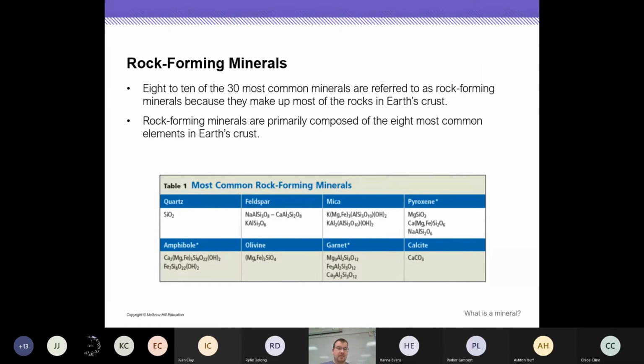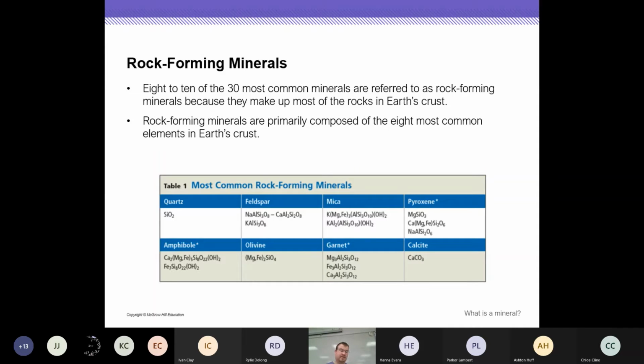But approximately 8 to 10 of the 30 most common of them are the ones that we refer to as our rock forming minerals. That is because they make up most of the rocks in the Earth's crust. Okay, we're just talking the crust, not the mantle and the core. But in that, those are what we refer to as the rock forming minerals.